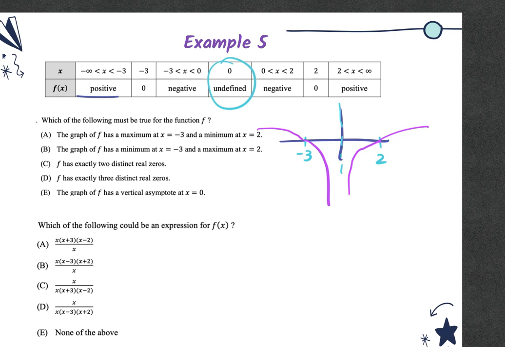So if this is the case, A, it has a maximum at -3 and +2. Does it have to be true? No. It has a minimum at -3 and +2. No. It has exactly 2 distinct real zeros. It does have 2 distinct real zeros. It has exactly 3 distinct real zeros. No. The graph has a vertical asymptote at x equals 0. So what did we say could also happen there? It could also be a hole. So my graph can do something like this and just have a hole here. That's what it would look like, okay? So this is not a must. This is a must.